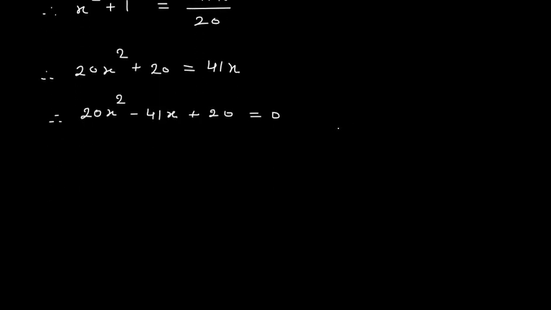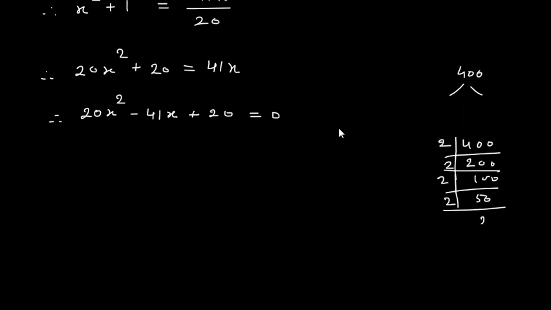Now 20 into 20 is 400. You have to take the factors of this 400 whose addition is going to be 41. So how do we do that? Let us check the factors of 400. So this is 200, then this is 100, then this is 50, then this is 25, and then this is 5 into 5, right? Now I want 41. 2, 4, 8, 16 and 25. Now 16 and 25, their addition is 41.